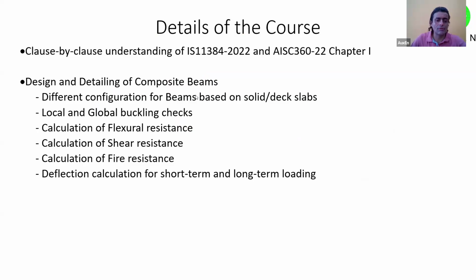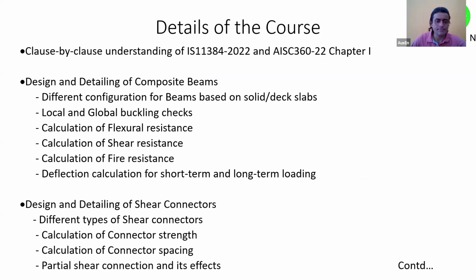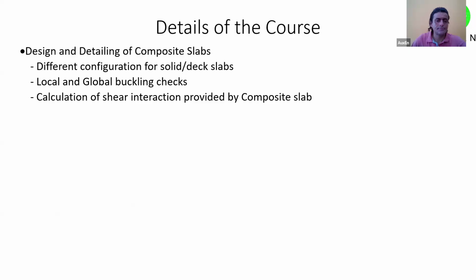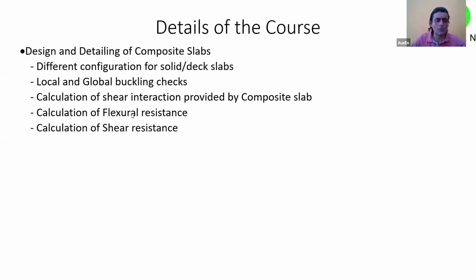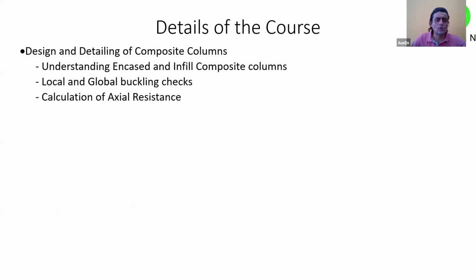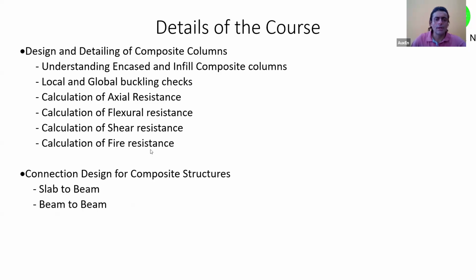So these are the different topics we will cover. Then we'll go to shear connectors, different types of shear connectors. Then composite slabs. Okay, these are the various topics we will cover in composite slabs. Then composite columns. So what are the different types of column configurations used? What are the different checks we need to do for columns? All those things we will cover. And then we will look into the connection design for composites.